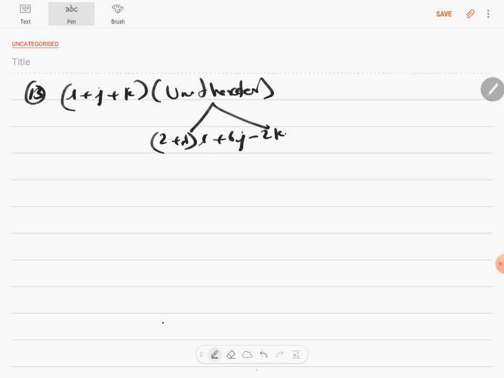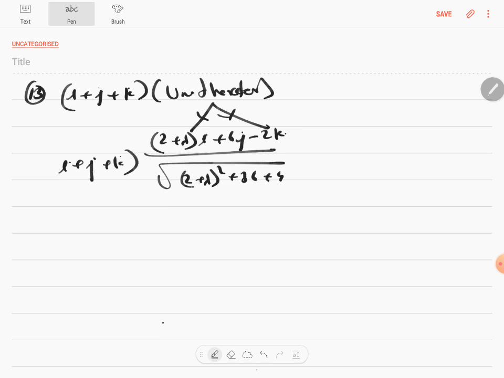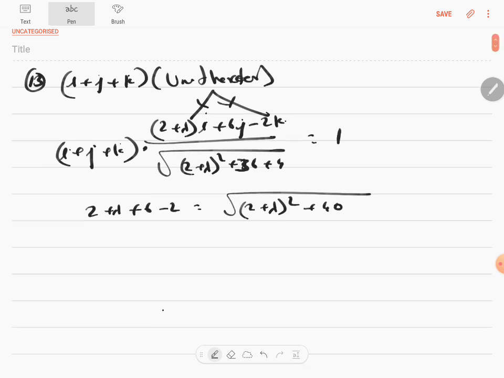The unit vector is along the sum, but it's a unit vector, so you have to divide it by its magnitude, which is the root of (2 plus lambda) the whole square plus 36 plus 4. The scalar product of i plus j plus k with this unit vector is equal to 1. You can only dot i and i, j and j, and k and k. So it's 2 plus lambda plus 6 minus 2 is equal to root of (2 plus lambda) the whole square plus 40, that is 36 plus 4.